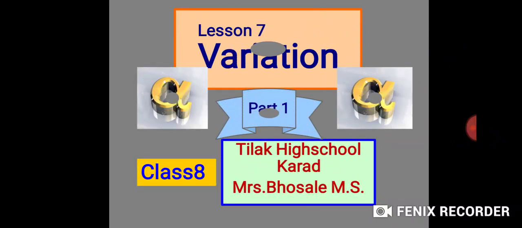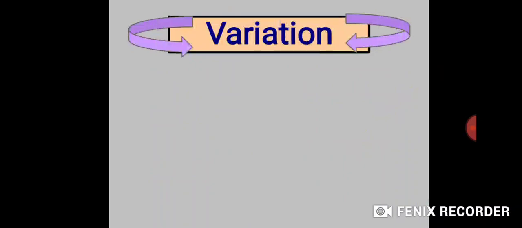Today we are going to study lesson number 7, variation. Today we see part 1. What is variation? Variation means to vary.